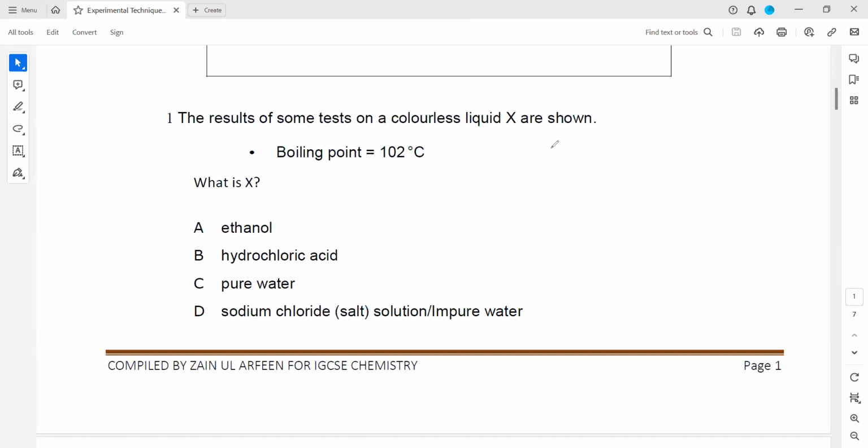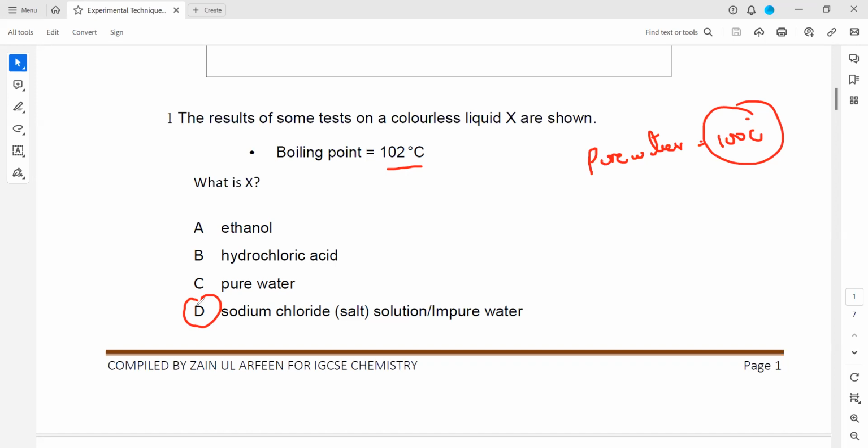Look, as we know, when a substance is impure, the boiling point will increase. So if it was pure water, what should be the boiling point of pure water? The boiling point of pure water is 100. But its boiling point is 102. So what does it mean? It means there is water, but it's not pure. So which one shows that it's impure water? That is option D, like a salt dissolved in water, or impure water, so that its boiling point is 102.